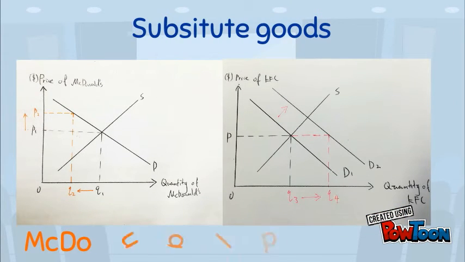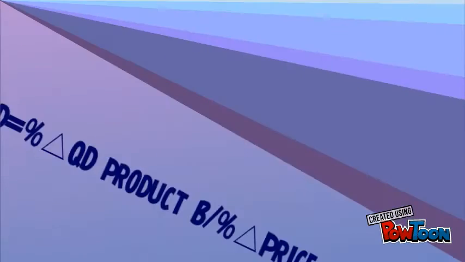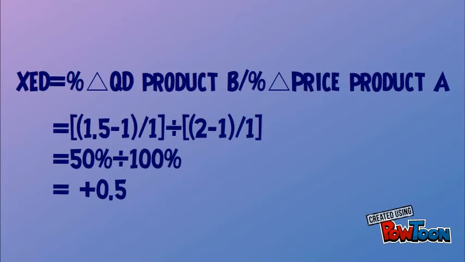As we're looking at McDonald's and KFC, let's look at the relationships between substitutes, which are goods that satisfy a similar need and are in competitive consumption. For example, if the price of food in McDonald's increases, the demand curve of food in KFC will shift to the right, meaning the quantity demanded for KFC will increase.